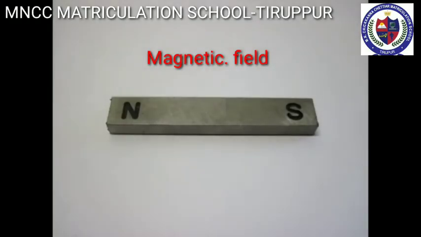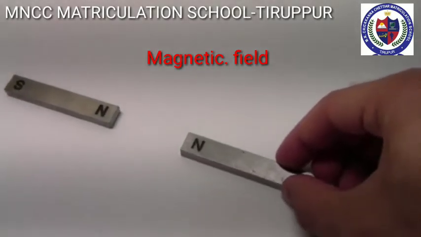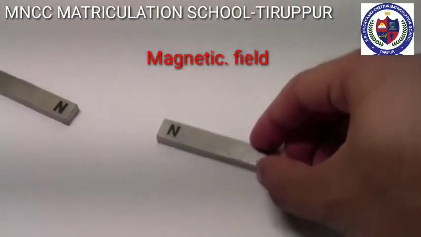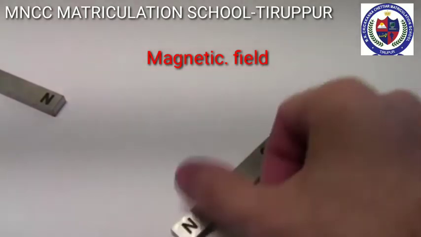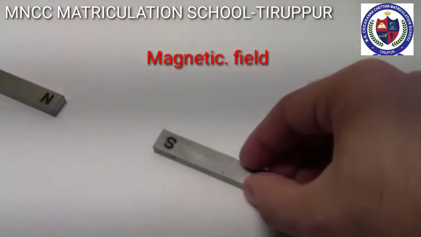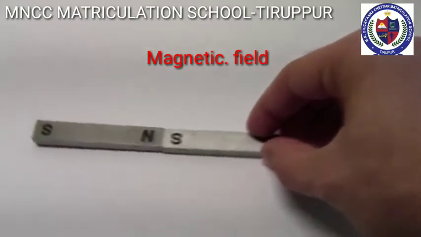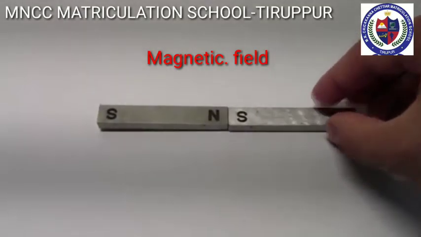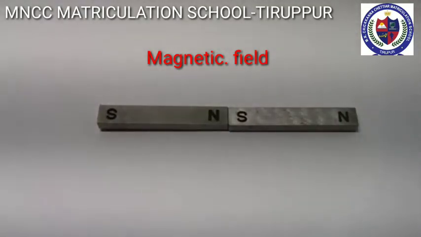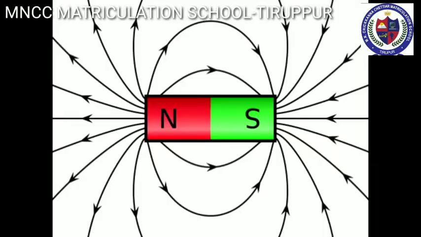Magnets have two poles. One is the north pole and another one is the south pole. If we join the same direction, that means north pole to north pole or south pole to south pole, they will repel. If we join opposite directions, that means north pole to south pole and south pole to north pole, they will attract easily. Now let's learn about magnetic field lines.